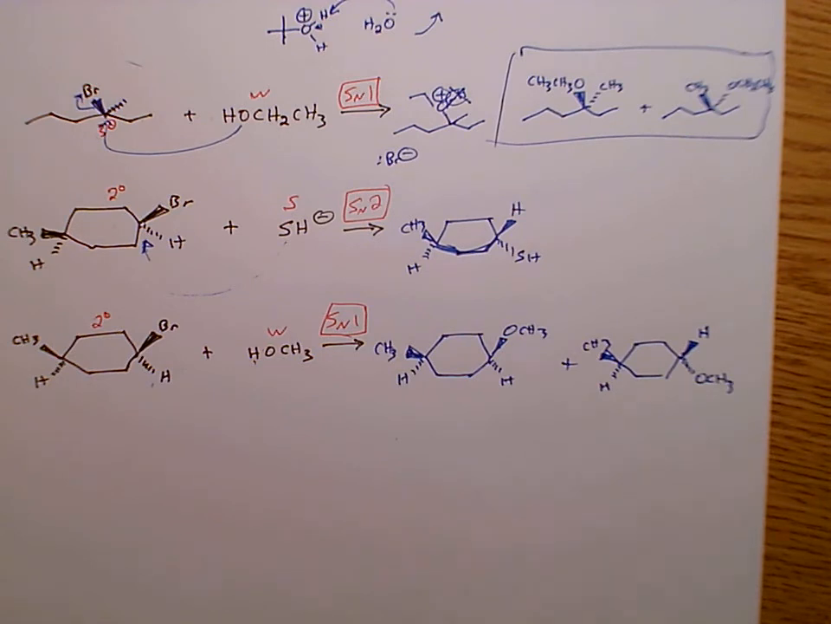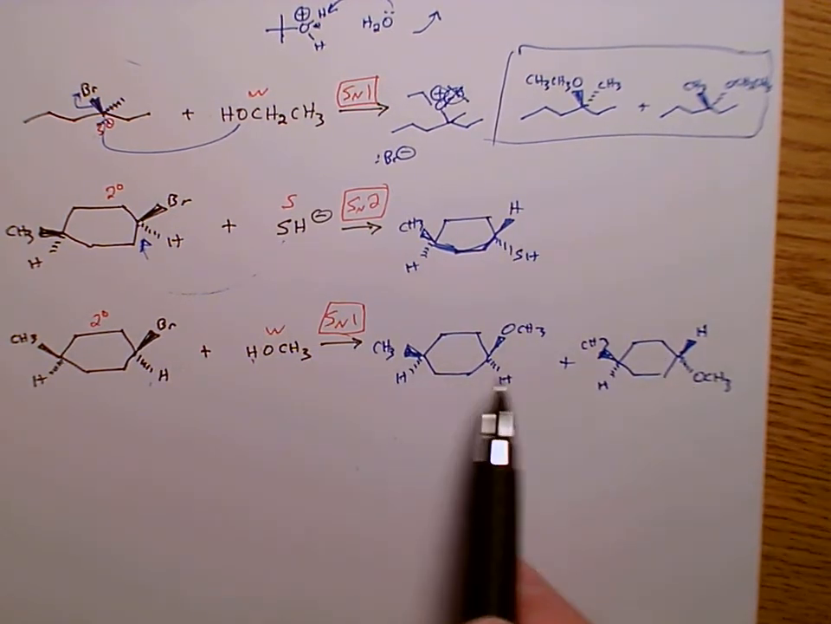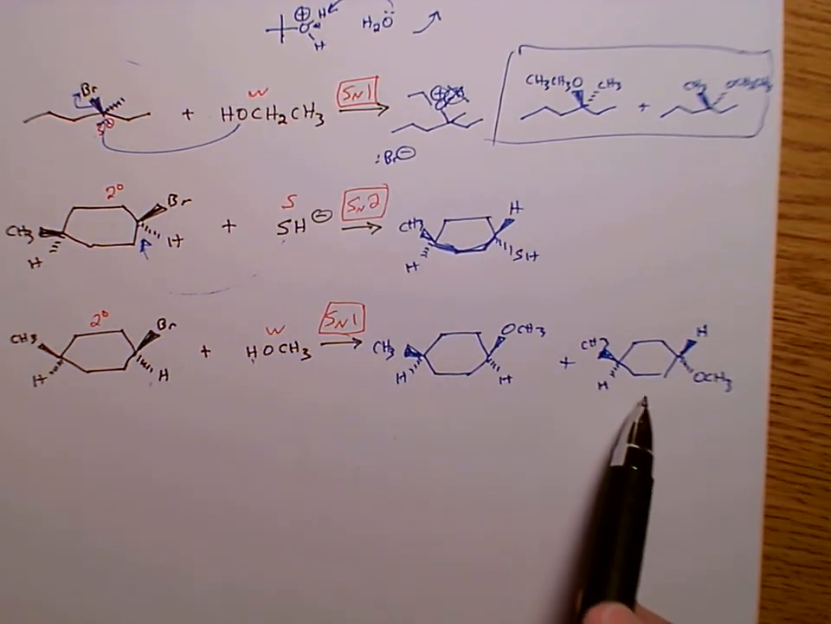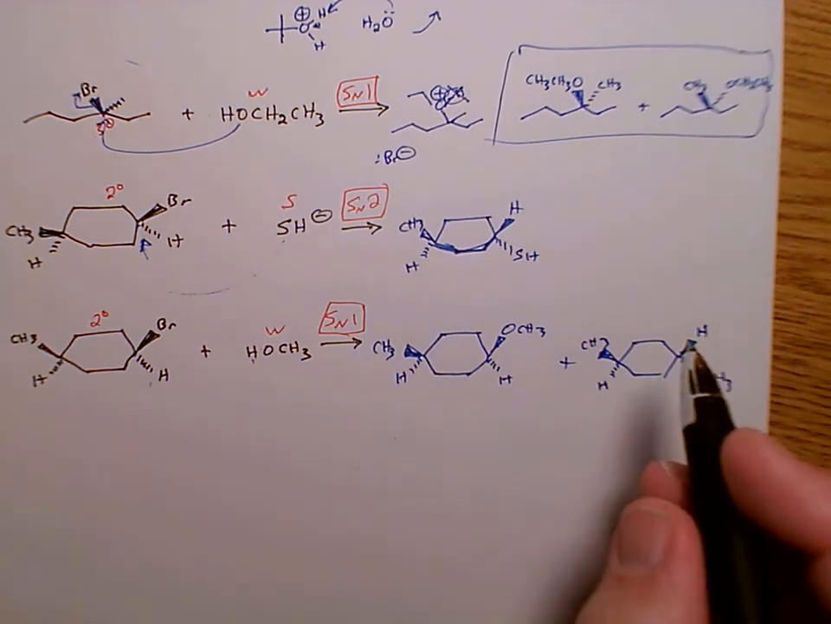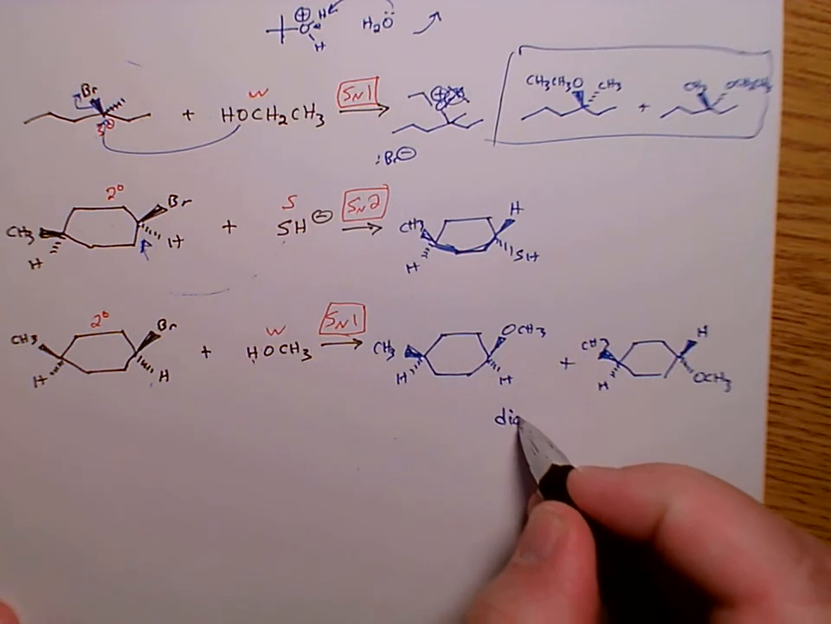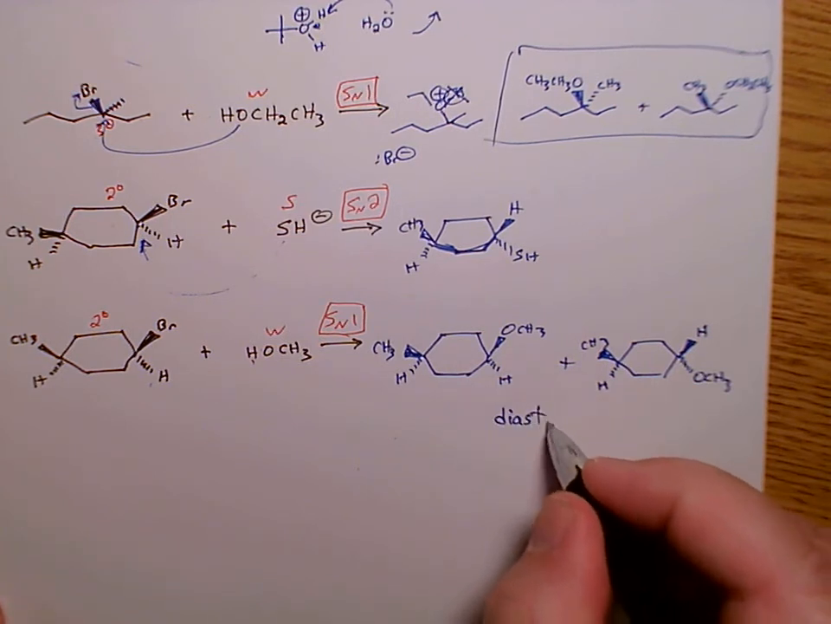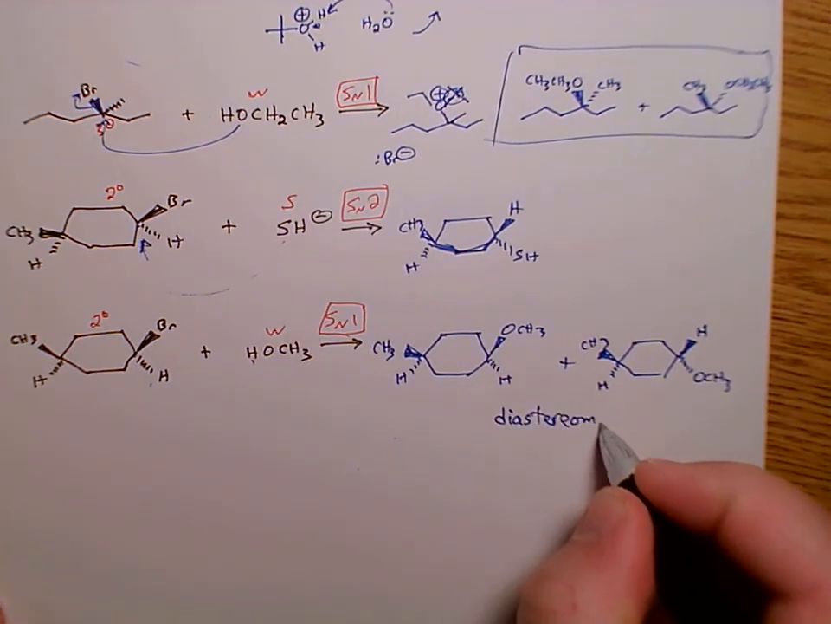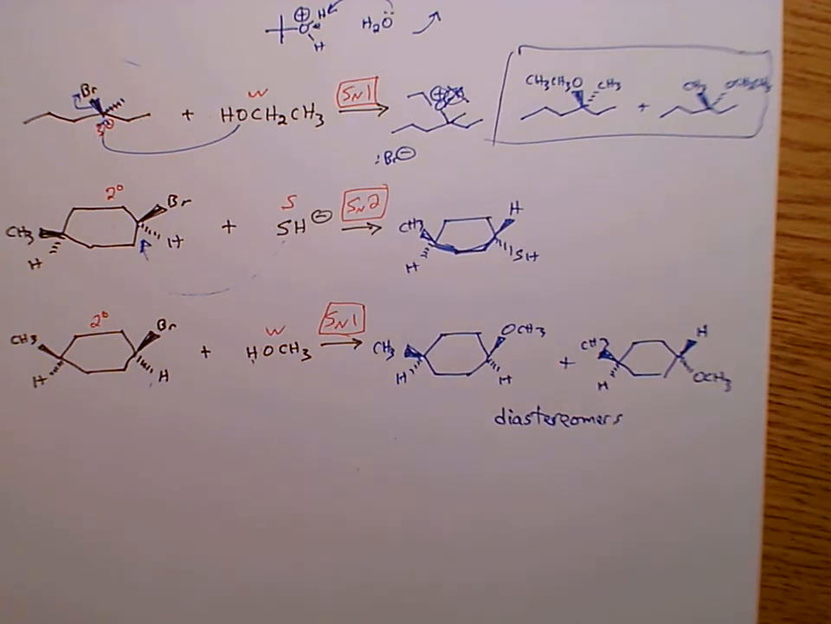Another question. What's the relationship between these 2 products here? The cis and the trans? Note, these 2 are diastereomers. Cis and trans isomers are diastereomers. They are not enantiomers because they're not mirror images of each other. They're not non-superimposable mirror images of each other.